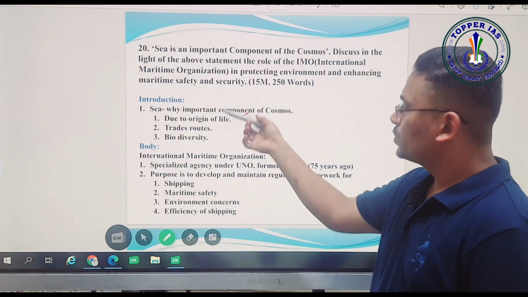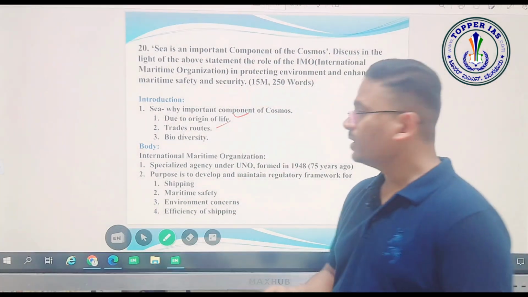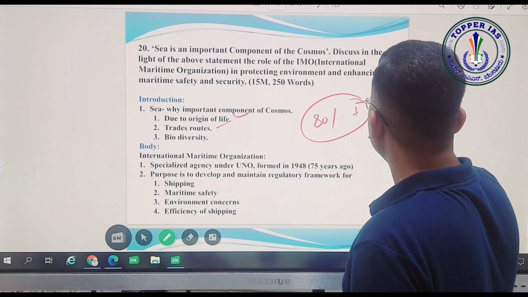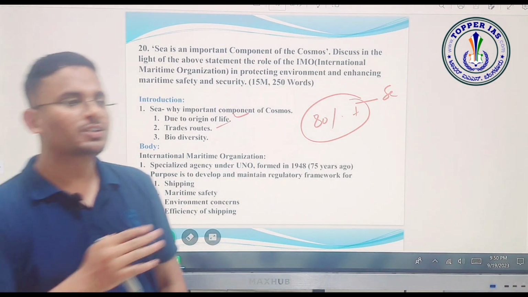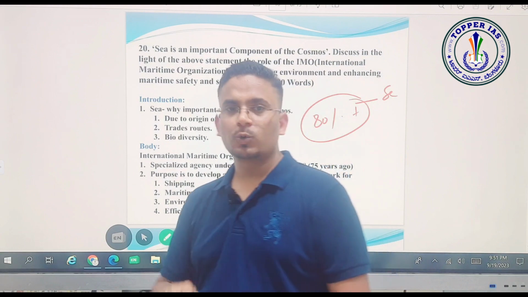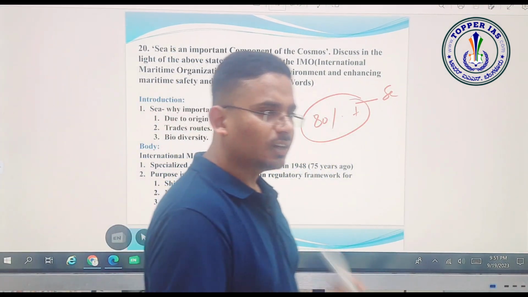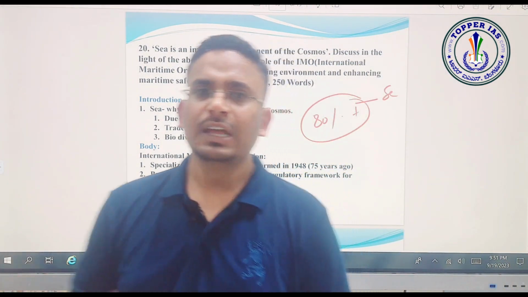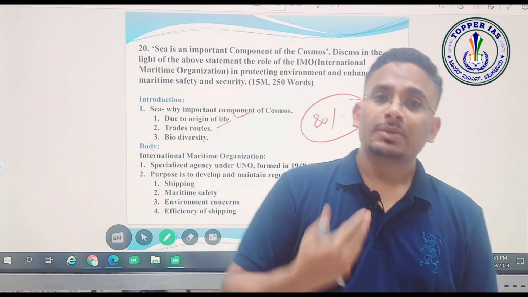The first one is origin of life. The second one is trade route, an important trade route. Most of the trade in the world, about 80% plus, happens through sea today. Why sea? Why not road? It is difficult. You have to cross different terrains. You have to take the vehicle, diesel, petrol, those things. Then the friction force. All those things increase the cost of transportation. If the cost of transportation is high, what happens at the end of the day? The product gets very costly.